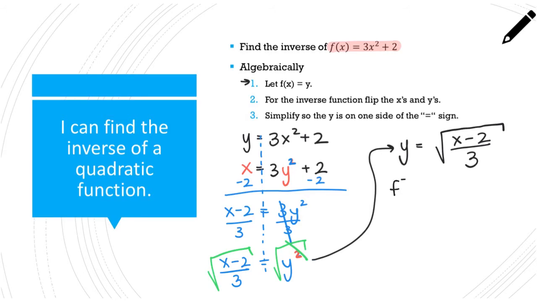Using the proper notation, we would have that inverse symbol, f to the negative 1 of x equals the square root of (x minus 2) divided by 3. So this is an acceptable answer.